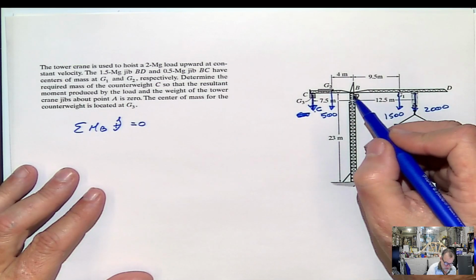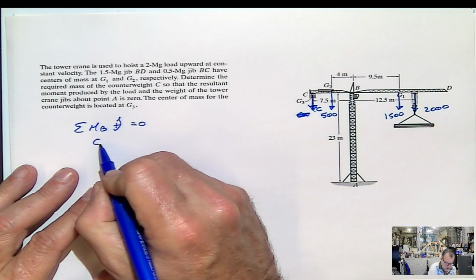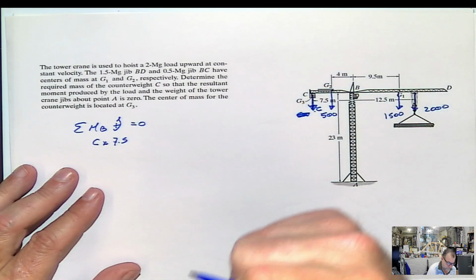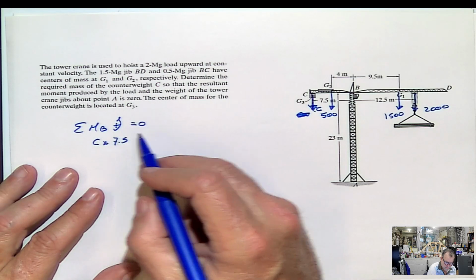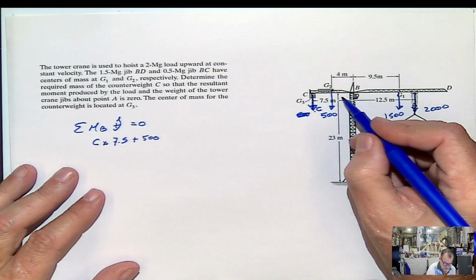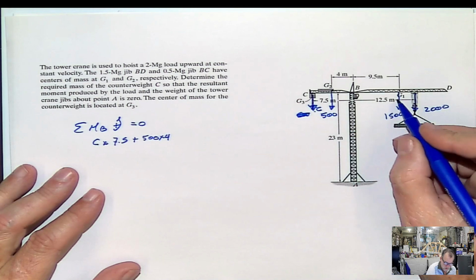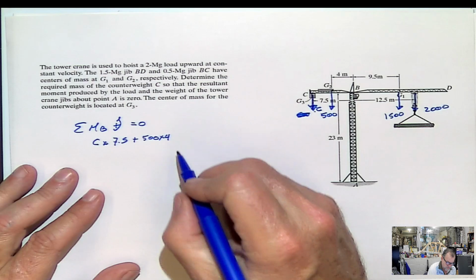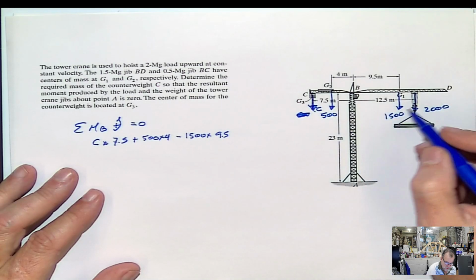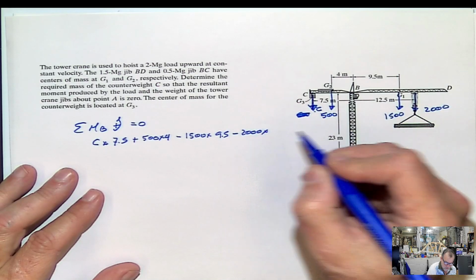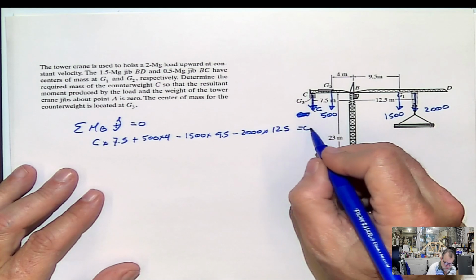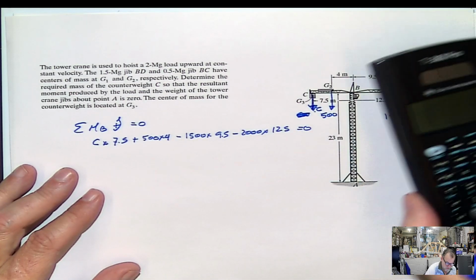The first thing that we do is this force, which is our unknown, times the distance, 7.5. And it's counterclockwise, so it's positive, plus 500 times this distance, it's 4. And then we have 1500 times 9.5 negative, and 2000 times 12.5, and that has to be 0. And from here we can solve for C.